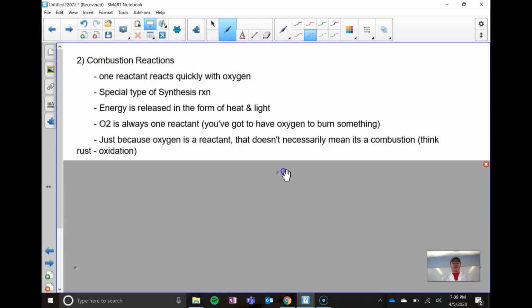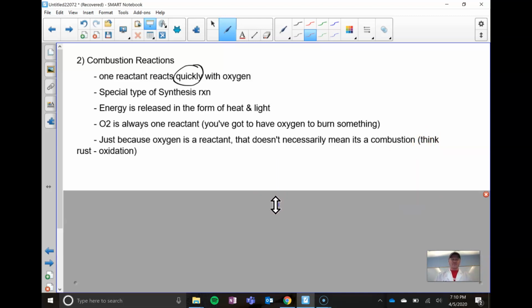But just because oxygen is a reactant, that doesn't necessarily mean it's a combustion. So you think about rust, and that's a reaction called oxidation, and we'll get to that. That's much later. But the key word up here is quickly. So something that's rusting, yes, oxygen is a reactant, but that's taking a long time.